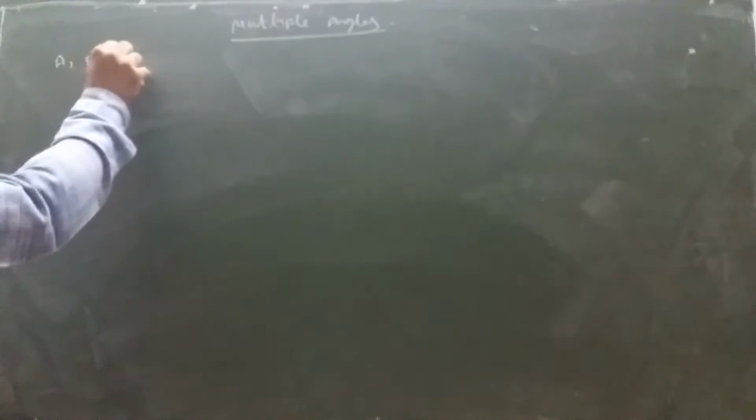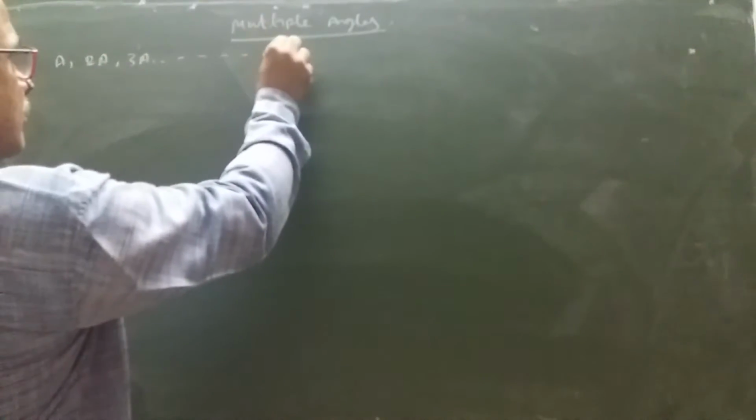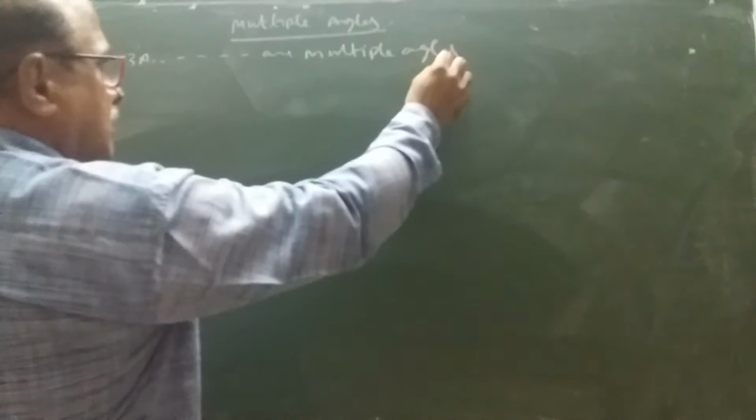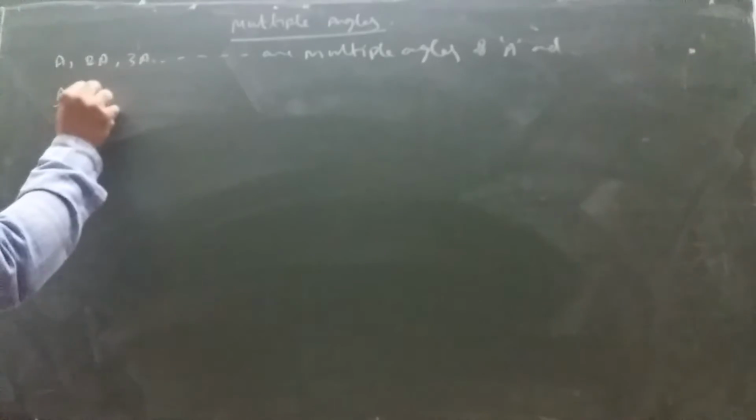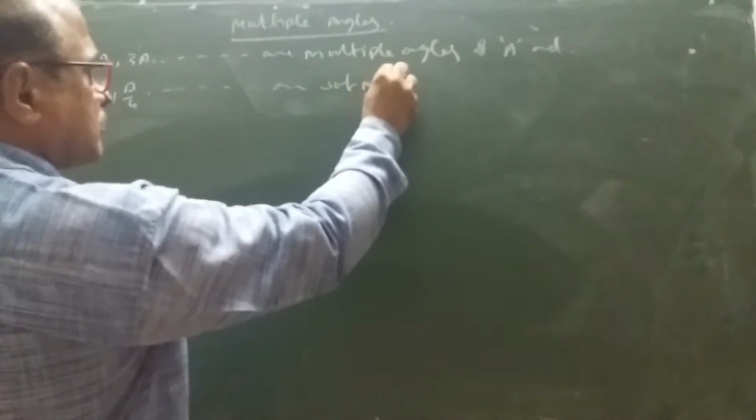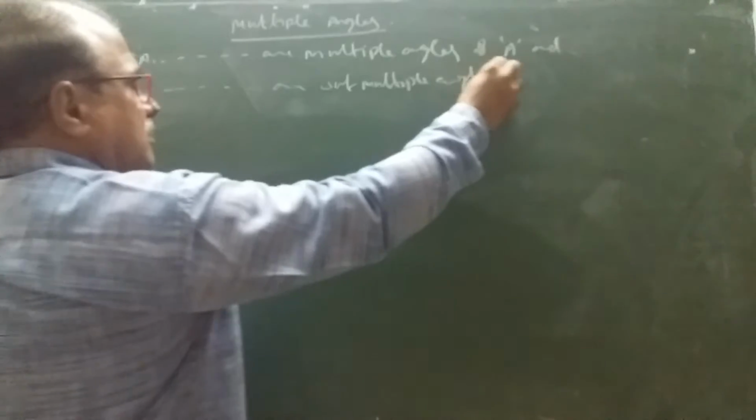Multiple angles and their applications: to find sin 2A, 2A, 3A and so on are multiple angles of A, and A by 2, A by 3, A by 4 and so on are submultiple angles of A.